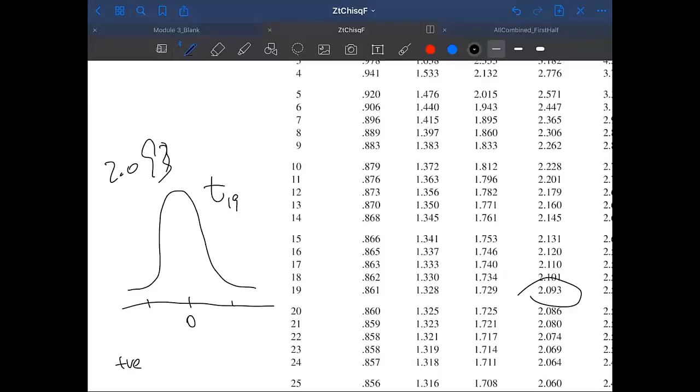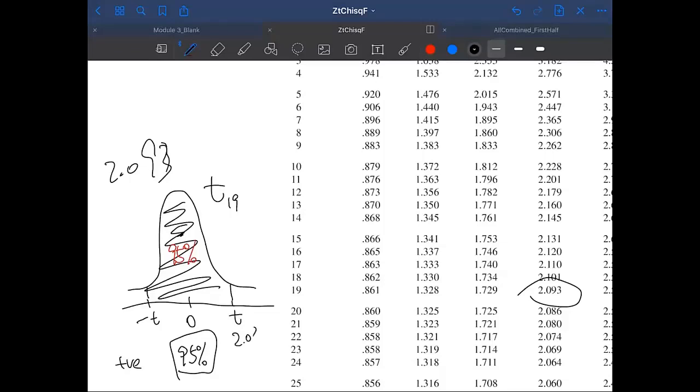If we are talking about 95%, that's what the question asked for. 95%, that means I want to find a multiplier. The opposite counterpart to it is going to be negative T. And this multiplier is going to give me the middle area to be exactly 95. So I want this part to be 95. Okay, so what kind of multiplier is going to give me an area in the middle of 95? It's going to be 2.093.